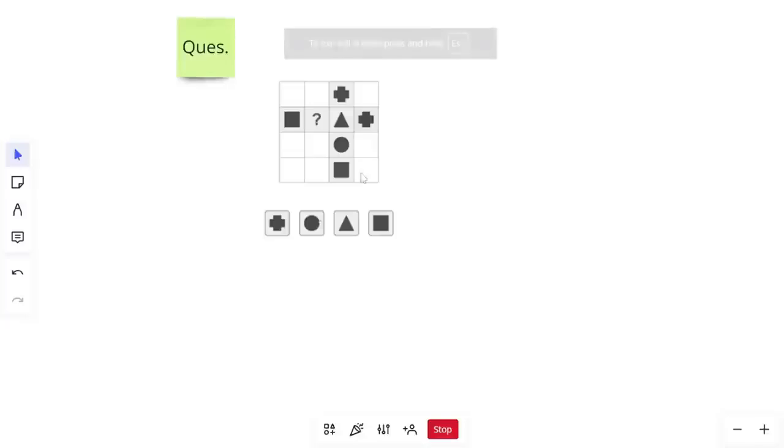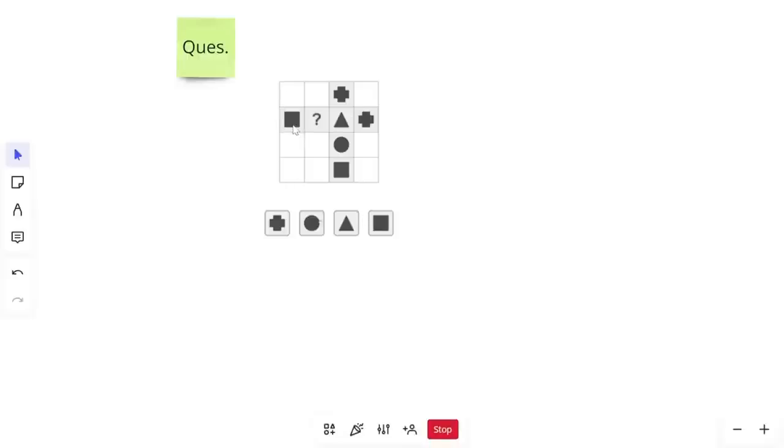Let's try to solve this question. In this question, we have to tell in place of question mark which symbol out of the given options will come. Okay, and the options are plus, circle, triangle, and square. So guys, before solving, I would suggest you please pause the video for a moment, try to think of the answer on your own, and then watch the solution. Okay, so let's now see.